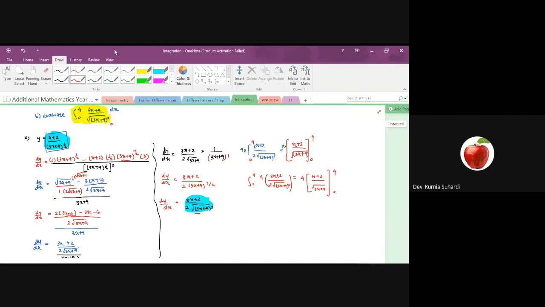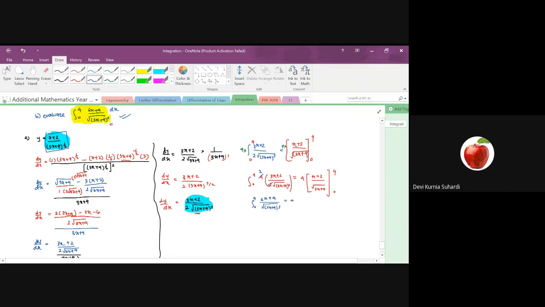Okay, so you multiply with 4. So first of all, I'm going to get rid of that 2, so I'm left with 2. And when I expand the 2 inside, I'm going to get the same thing, 6x plus 4, over the square root of (3x plus 4) cubed.